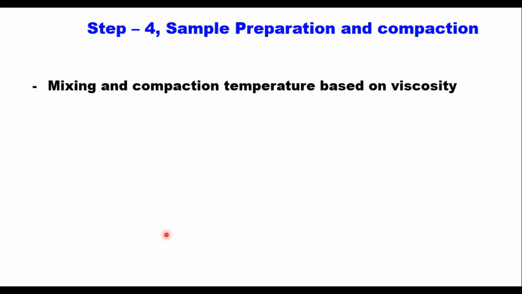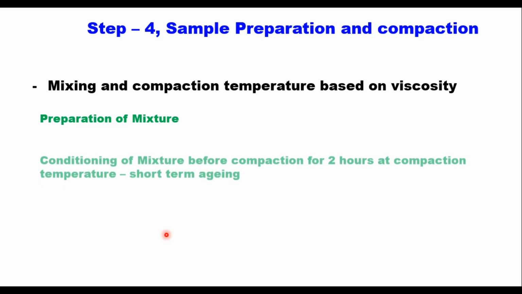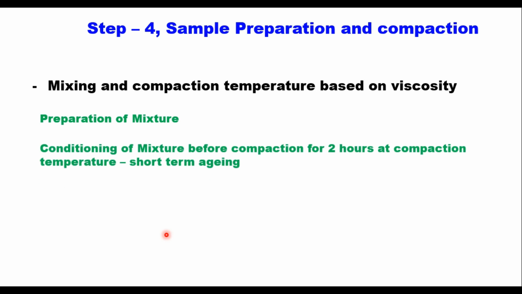The mixing and compaction temperature is based on viscosity. Then preparation of mixture. Preheat the aggregate sample in an oven set approximately 15 degrees higher than the mixing temperature. 2 to 4 hours are required for the aggregate to reach the mixing temperature. Similarly, preheat the asphalt binder to the predetermined mixing temperature and then prepare the mixture. After mixing of aggregate and binder, the mix is conditioned for 2 hours before compaction, and that is called the short-term aging of the mix.